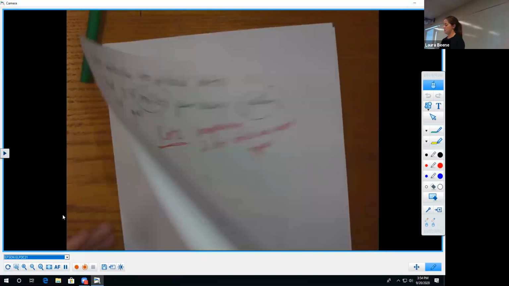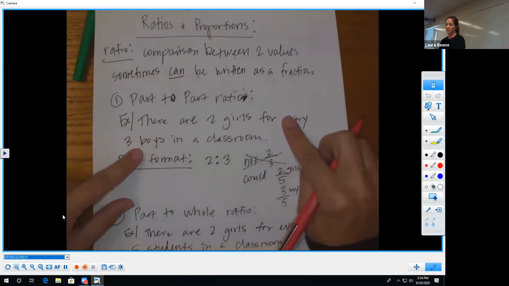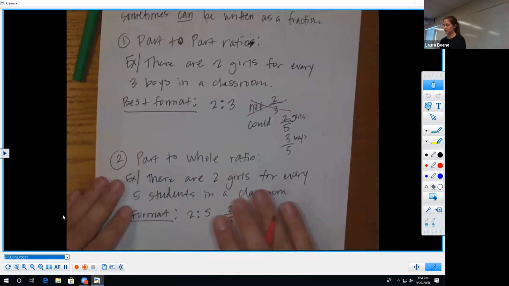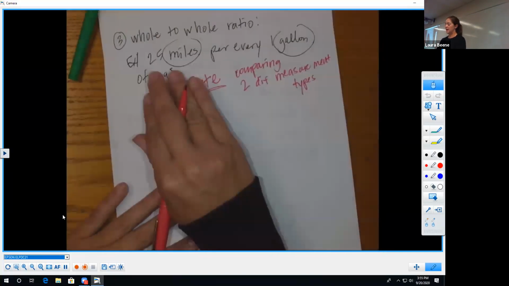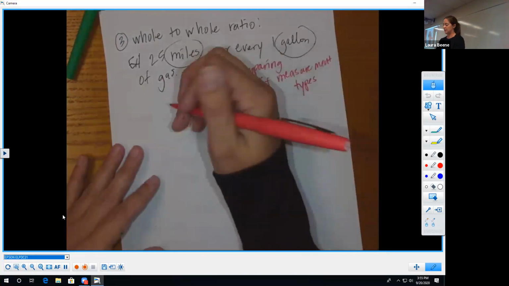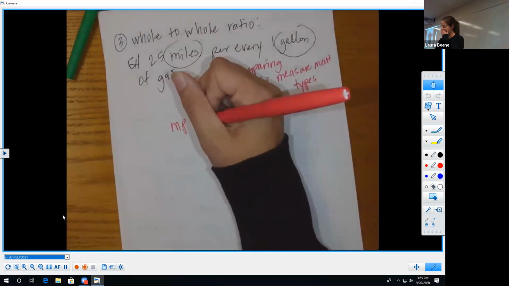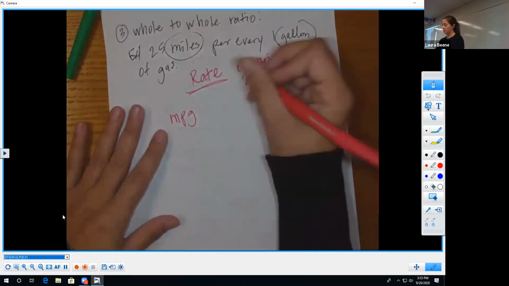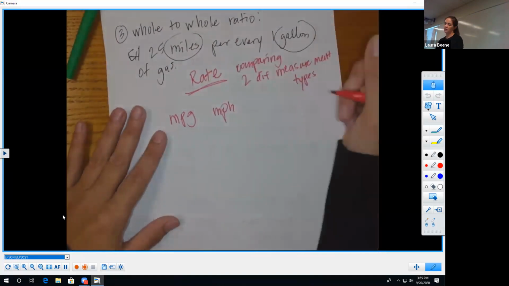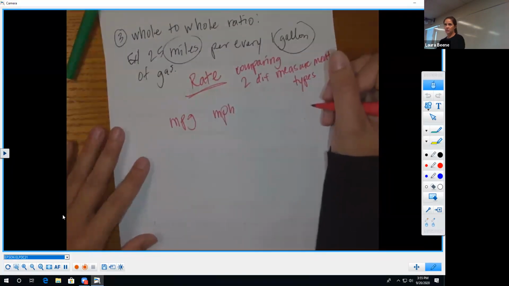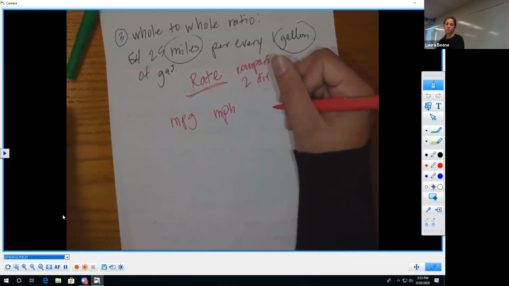Before, with girls and boys in a classroom, those are both students that we were comparing. Girls and students in the classroom, those are all students we're comparing. Here, miles and gallons, that's two completely different measurements. And so that's the reason why we see this written differently. Sometimes you see it as MPG, miles per gallon. Another one you've probably seen pretty often is miles per hour. How many miles can you drive every hour? Another common one is words per minute.